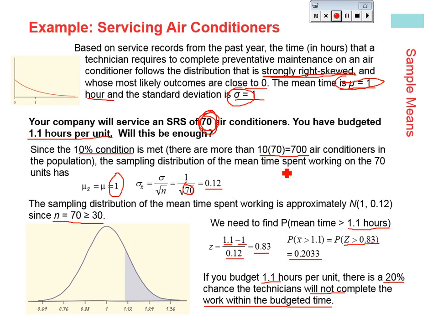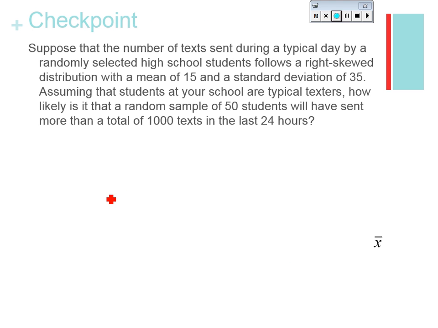So that's just some different things there with the central limit theorem, with the normal condition, and some different things with sample means. So last question here, and it says, suppose that the number of texts sent during a typical day by a randomly selected high school student follows a right skewed distribution with a mean of 15 and a standard deviation of 35.